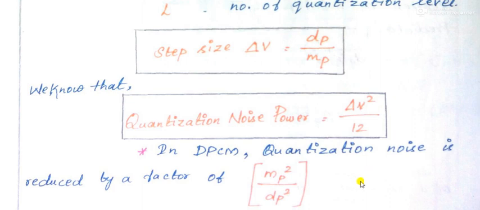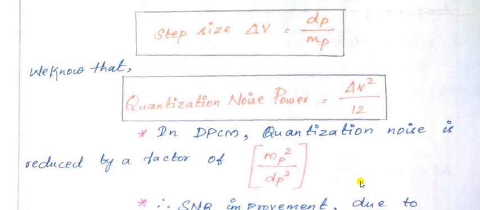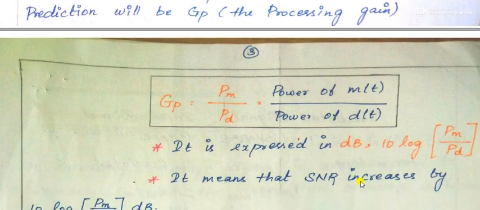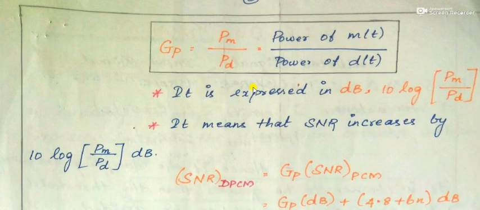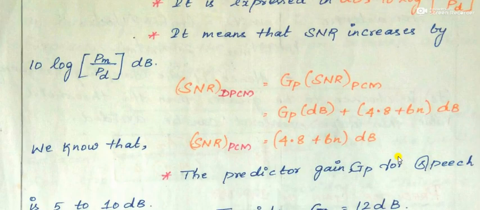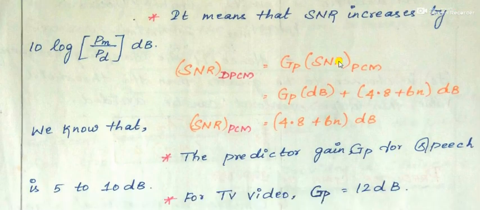Usually the signal to noise ratio is improved due to predictor gain. So predictor gain will be power of m of t divided by power of d of t. That is a different signal. This is the message signal. Signal to noise ratio in DPCM: usually the SNR value of PCM, we know that it is 4.8 plus 6n, and it will be multiplied by the processing gain, that is the signal to noise ratio of the DPCM.